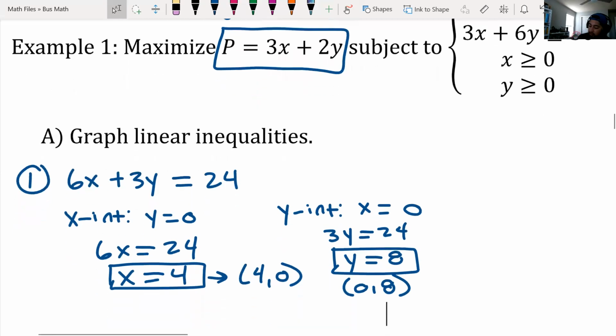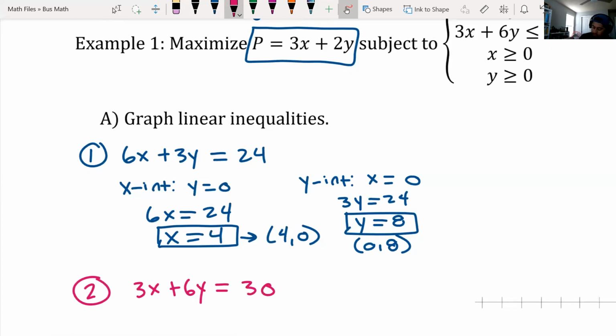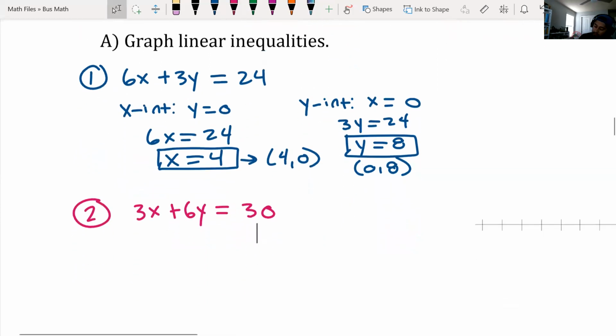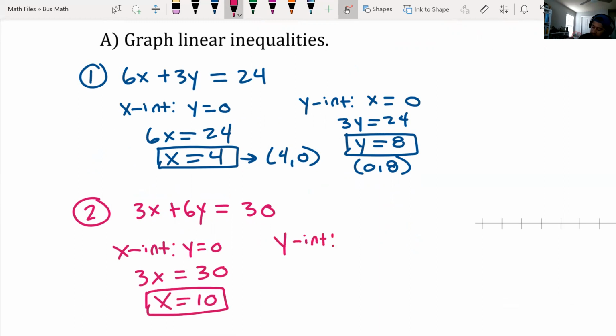Now let's find it for the second one. 3x plus 6y less than or equal to 30. Call this equation 2. 3x plus 6y equal to 30. And find your x-intercept where y equals 0. And you'll get 3x equal to 30, where x is equal to 10. And find your y-intercept, where x equals 0. And you'll get 6y equals 30, where y equals 5.